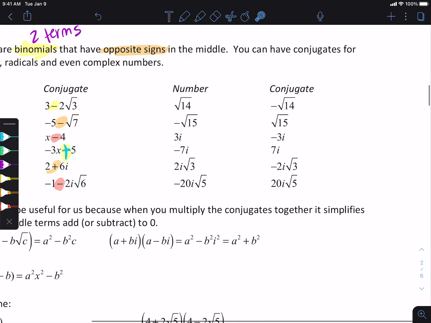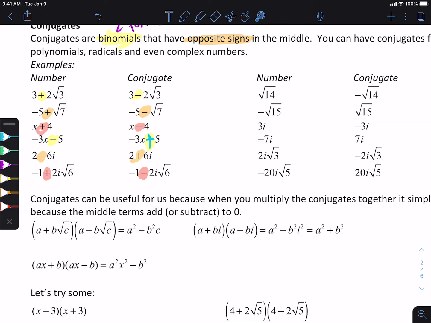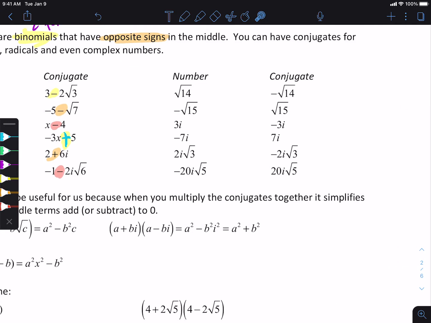Now you can also have it where you've got, I guess I should verbally say the ones here. So this we had with our complex numbers. So 2 minus 6i and 2 plus 6i. We can also have it where it's just part of it. So here we don't have a number plus a radical, we just have the radical part. So the conjugate for root 14 would be negative root 14. The conjugate for 3i would be negative 3i. The conjugate for negative 20i root 5 would be 20i root 5. And so on and so forth.